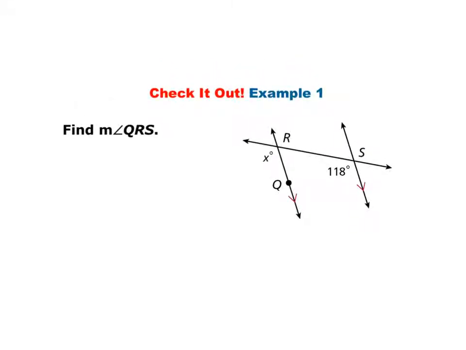So find the measure of angle QRS. So we have angle QRS. What would we do to find the measure of this angle?